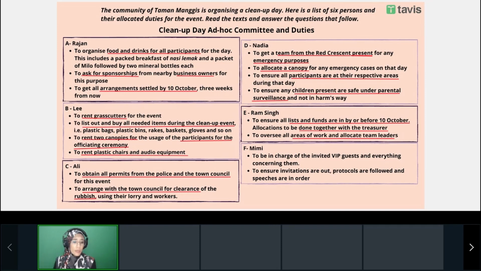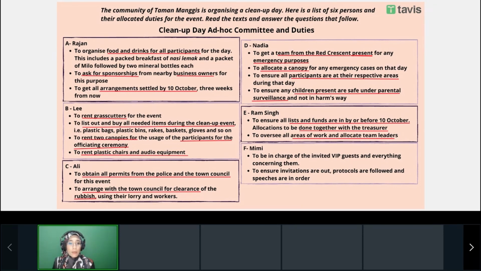Okay. Another word for funds is money. I'm sure that everybody knows that when it comes to any event, money is involved. So he has to make sure the money is in by or before 10th October. And he has to work together with the treasurer, and he has to make sure that all work is done. And he is to allocate team leaders as well.